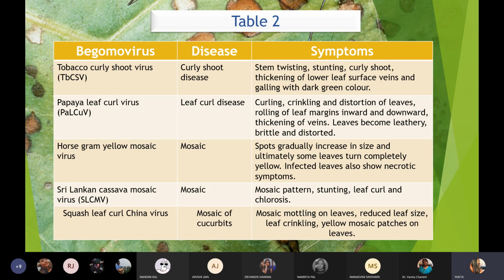The last is squash leaf curl China virus, which causes mosaic of cucurbits like pumpkin, bitter gourd, squash, and ash gourd. The symptoms are mosaic mottling on leaves and reduced leaf size, leaf crinkling, distortion, and yellow mosaic patches on the leaves. Now, Tanvi will further discuss the common symptoms caused by Begomoviruses in detail.